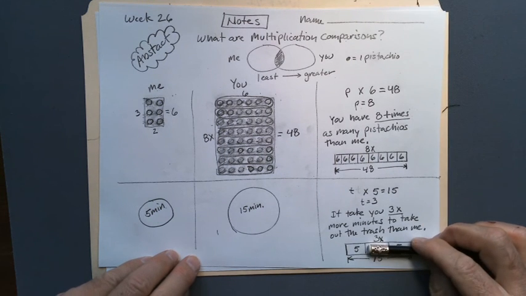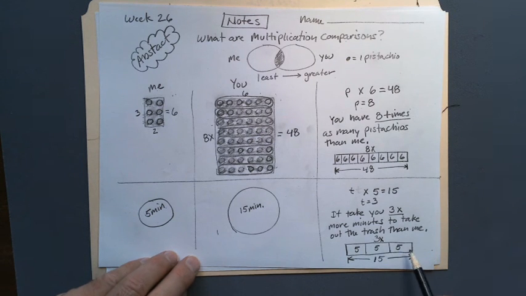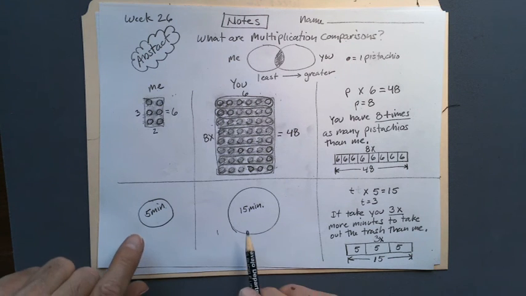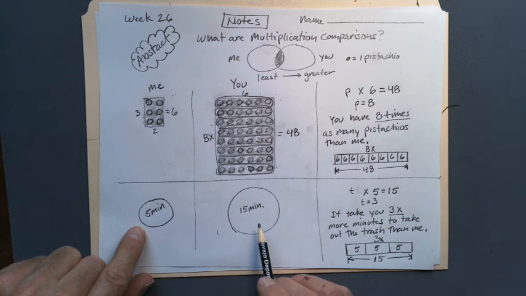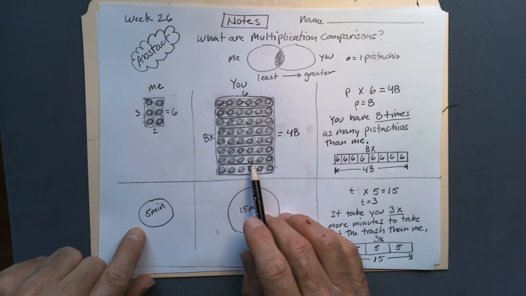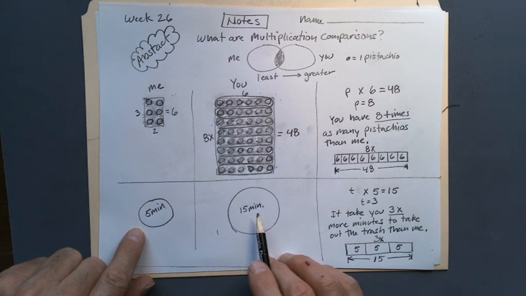So I can do it in 5 minutes. That's a short amount of time. And it takes you 15 minutes, and that's a longer amount of time. So if we're comparing these two, I can do it quicker. So it's not always an advantage, especially when you're talking about time, to have a larger number, is it? Pistachios, yes. The time it takes you to do something, probably not.